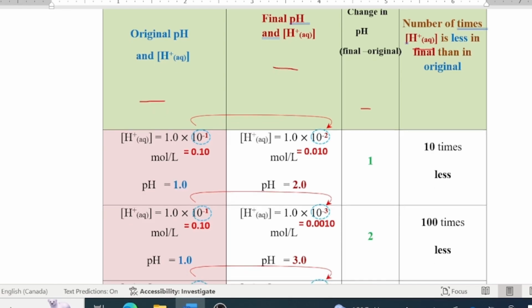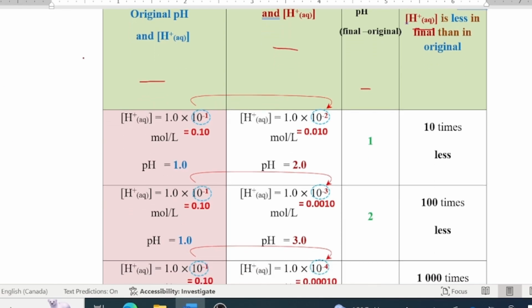So let's do the first one as an example, right? Here you're having an acid that has a hydrogen ion concentration of 1 times 10 to the negative 1, which is equal to 0.10 moles per liter. This is in scientific notation. Put it like this, okay? Expanded form here, decimal form here. And the pH is 1. If I dilute this now to make that 1 times 10 to the negative 2, you can see that I'm changing the concentration by 10. And now the new pH is 2.